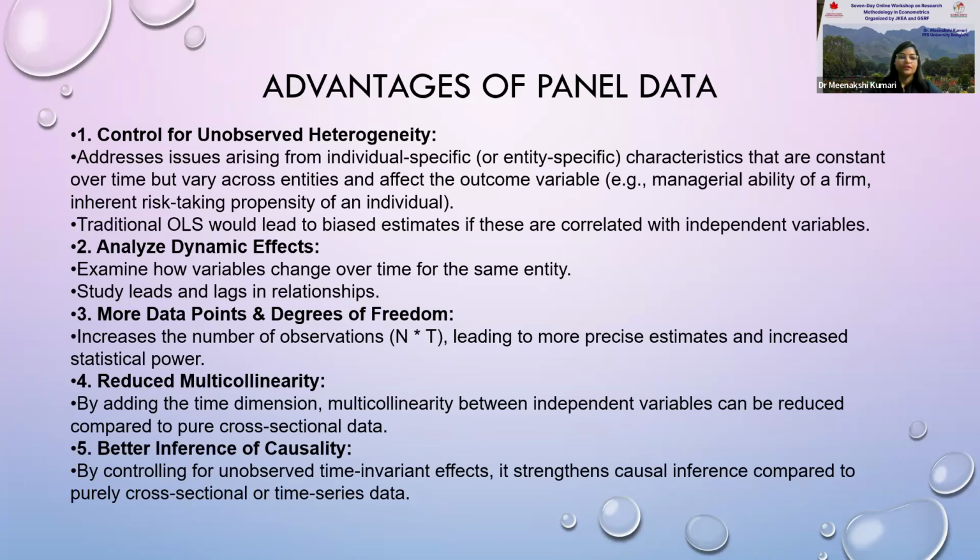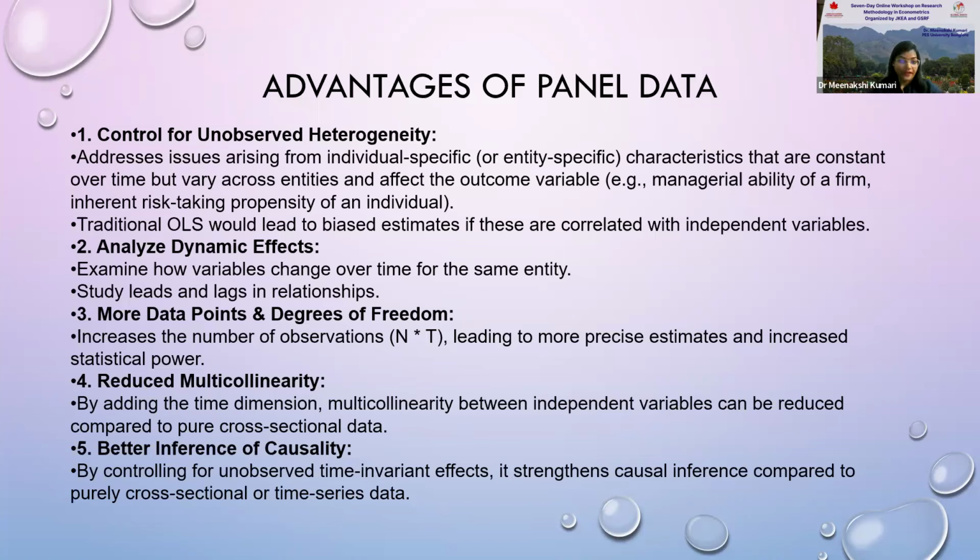Okay. So if we want to take panel data for our research, then we will have more data points and there will be more degrees of freedom. Because as we increase the number of observations and entities, it will lead to more precise estimates and it will increase statistical power, right? And again, it reduces multicollinearity. What is multicollinearity? When our independent variables are correlated among themselves. If this is the case, then the OLS results will be inconsistent or biased, right?